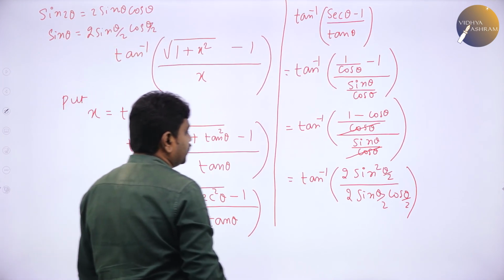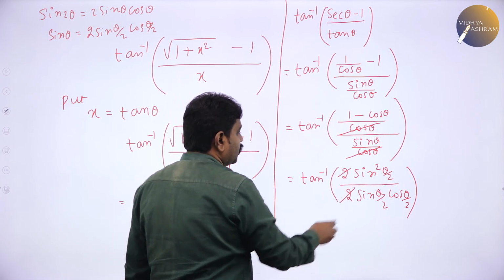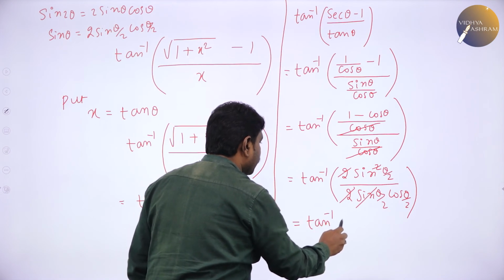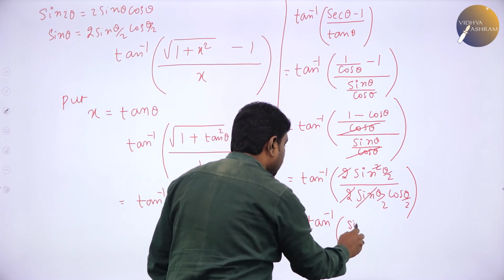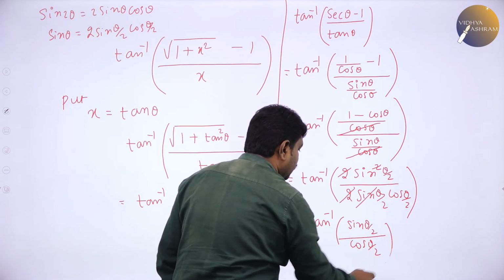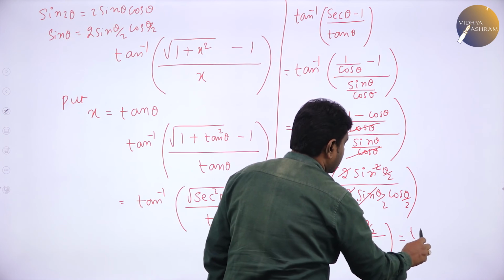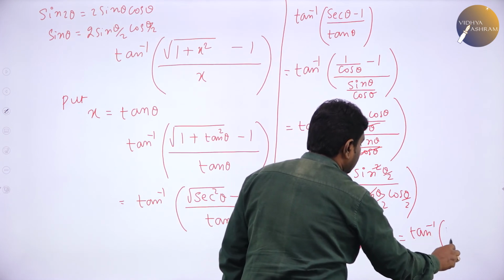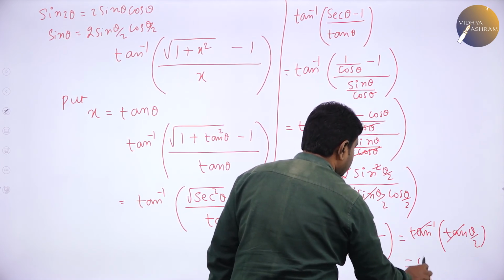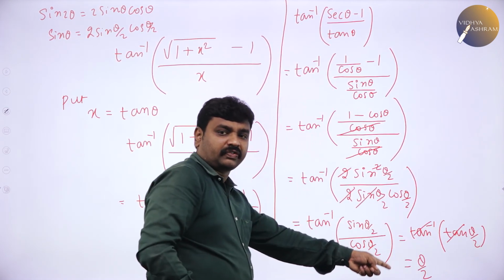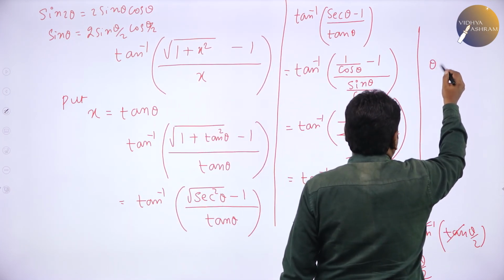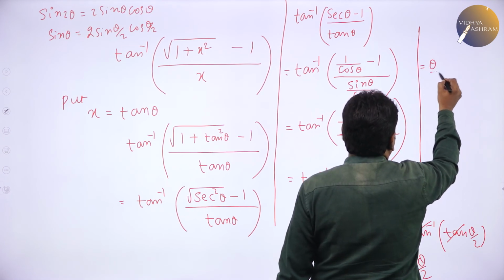So now simplify this further. 2 cancels, and one sin cancels with one sin square. We are left with tan inverse of sin theta by 2 divided by cos theta by 2. So sin by cos is what? Tan. So can I write this as tan inverse of tan theta by 2? Tan inverse of tan theta by 2 further becomes just theta by 2. The final answer is theta by 2, but I need to substitute for theta.